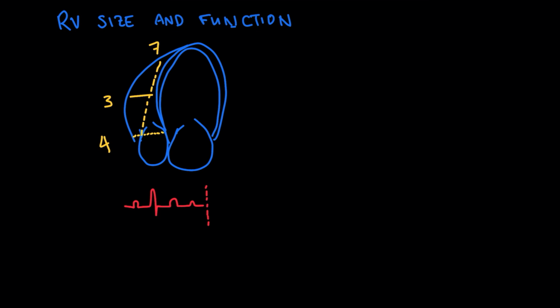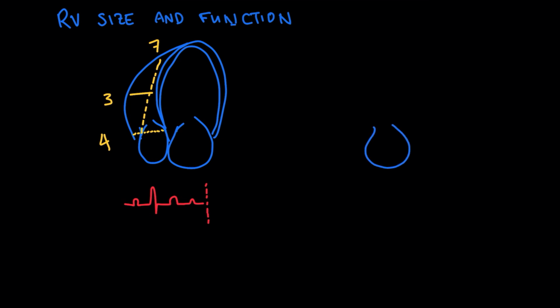How about RV function? Well, for RV function, we'll get that again from the apical four-chamber view. So left atrium, emptying into left ventricle, with our right ventricle over here and right atrium. And there's two different ways that we typically use. Remember, we don't have the orthogonal view of the right ventricle, and also the right ventricle shape wraps around the left ventricle, so it's much less easy to get an ejection fraction from volumes.